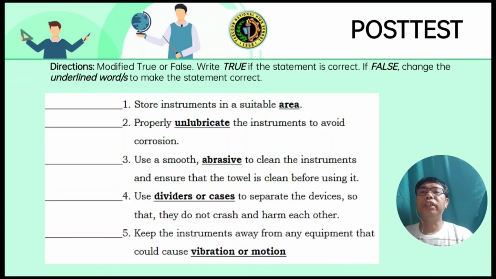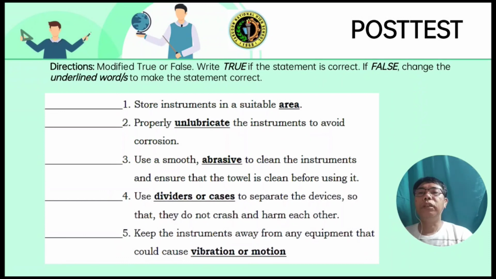Okay, let's go to the post test. Prepare your answer sheet for the post test. Directions, modified true or false. You have to write true if the statement is correct. If false, change the underlined word or words to make the statement correct. Let's say, for example, item number 1, the underlined word here is area. If it is true, you write on the blank true. If it is false, do not write false. Instead, you change the word area to another word.